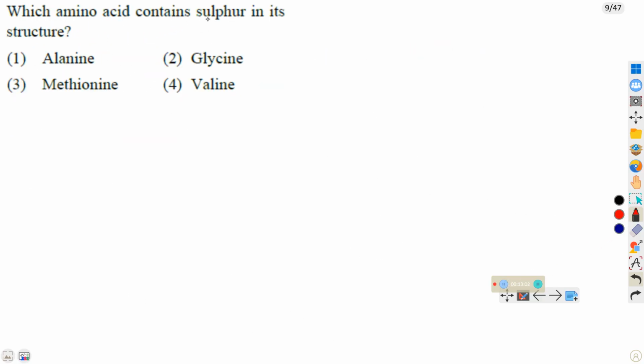Which amino acid contains sulfur in its structure? Third option, methionine. Methionine R is equal to CH3S CH2 bond CH2.